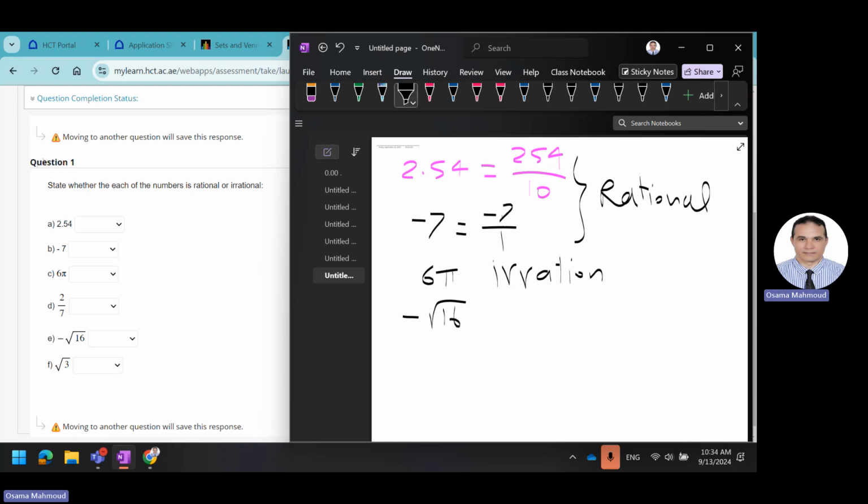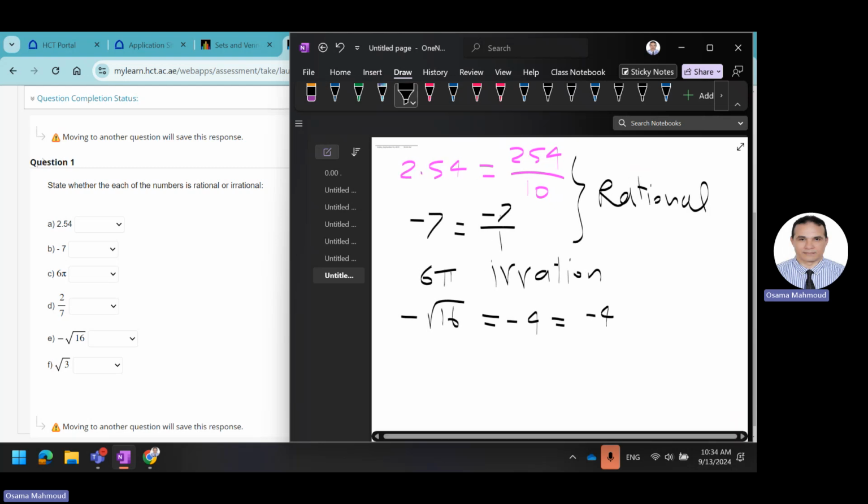This one, be careful. Not every root is irrational. Use your calculator. Once you have this one, I know this integer, and every integer is already rational. Okay. Without going into details. The last one, root 3, use your calculator. Yes, you have a decimal here, 1.7, blah, blah, blah. So once you have a decimal, this is irrational. And I know this is irrational from the beginning.